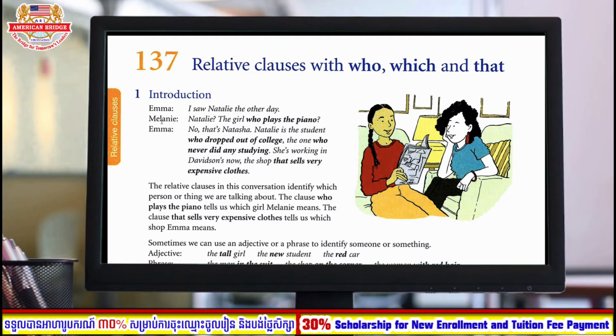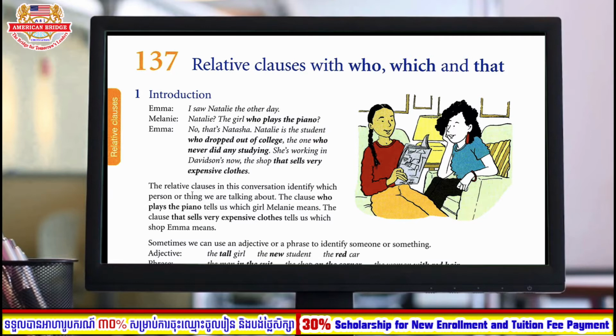Okay, so let's start with the introduction. What is the relative clause? Here is a short conversation about two friends, and they are using the relative clause. If you look at the sentences printed in bold, you will definitely see they use these three pronouns, which are who, that, and, okay, we don't have which here. So these are the pronouns that they use in the relative clause.